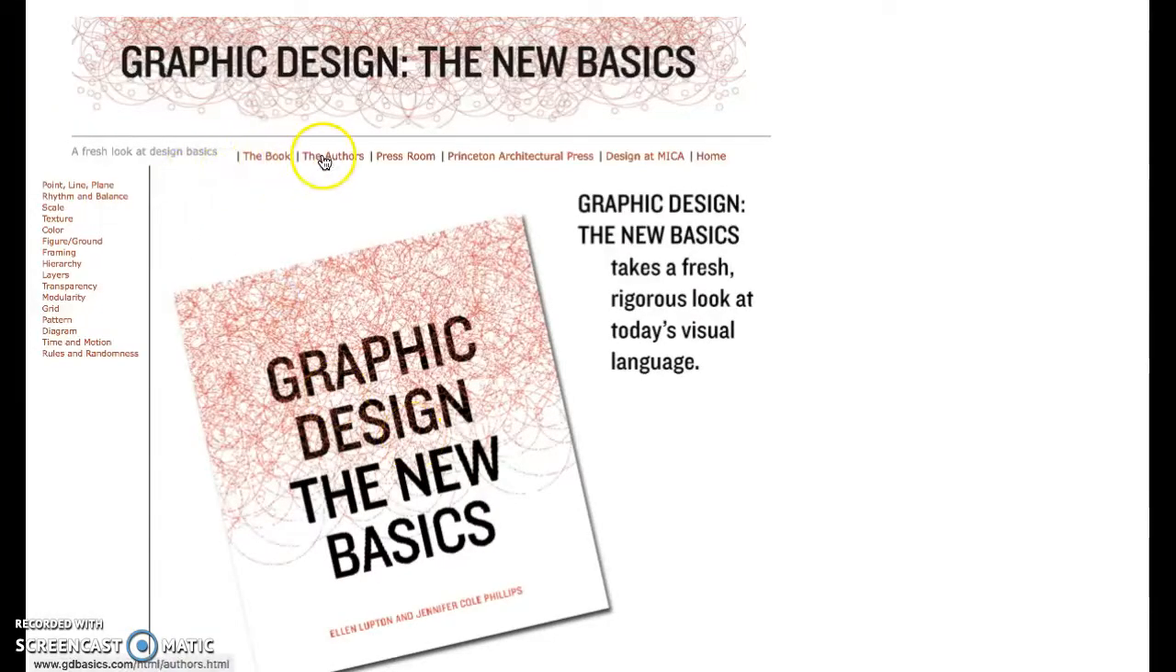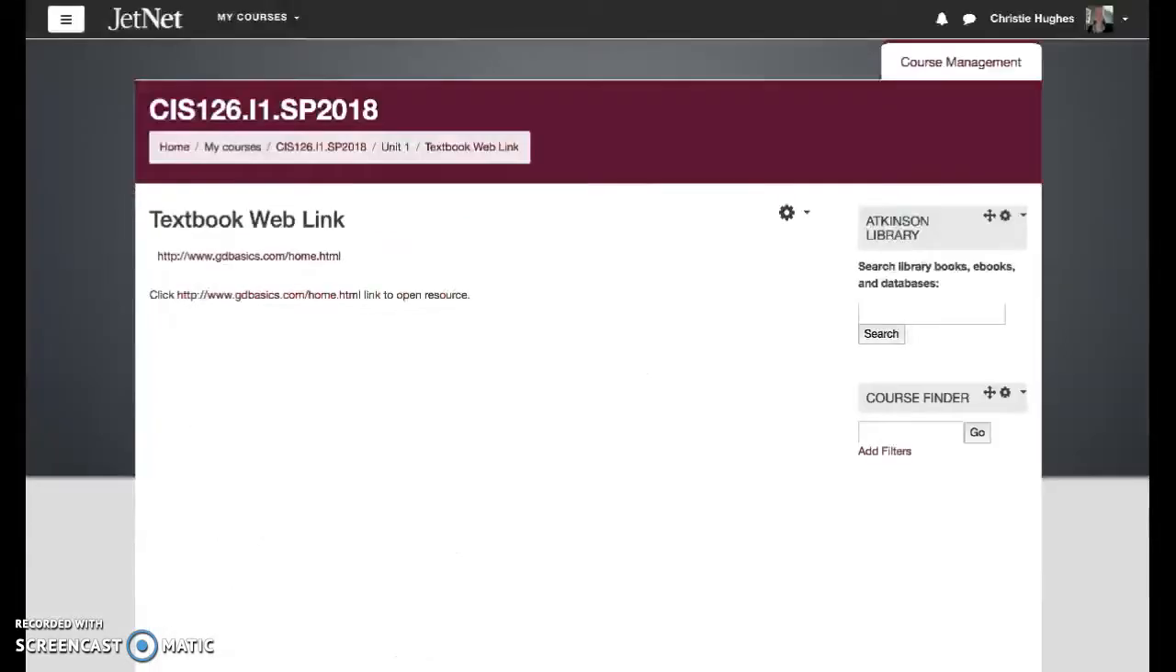You can read about the authors. You can read about each of the subject matters that we'll probably cover in great detail, other than maybe rules and some of the end chapters, such as diagram, time and motion, rules and randomness. We cover that in some of the other courses a little bit more so in the program, but we will begin with Unit 1 with point, line, and plane, just if you're curious.